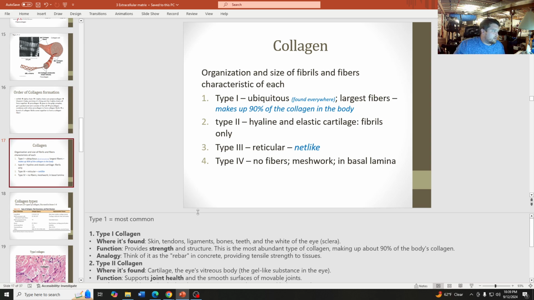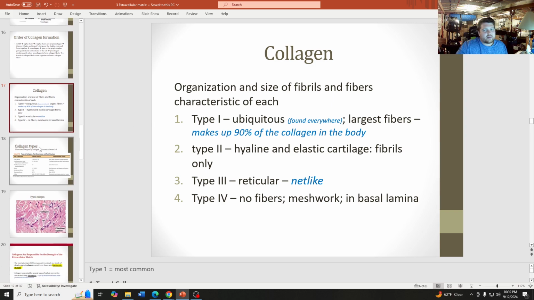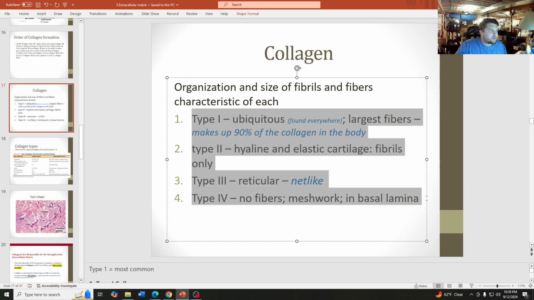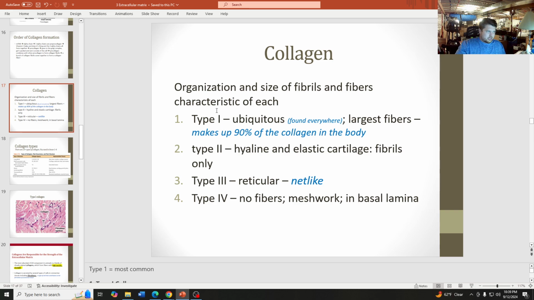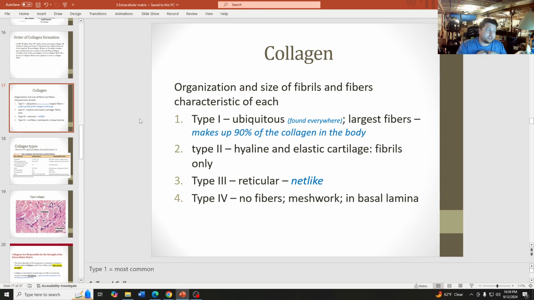Now, actually talking about collagen itself, we have a couple different types. Like I said, there's 25 different proteins and stuff. We're going to focus on the first 4, mostly type 1 and type 3. But essentially, this slide right here is most of what you want to know, okay? Type 1 is ubiquitous, meaning that it's found everywhere in the body, okay? 90% of the collagen in the human body is type 1. These are also the largest and the strongest fibers, okay? These are what's really grabbing on and holding us all together, that type 1 collagen.